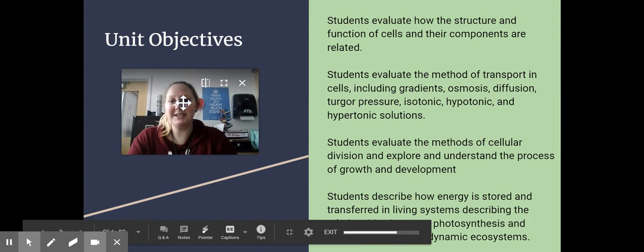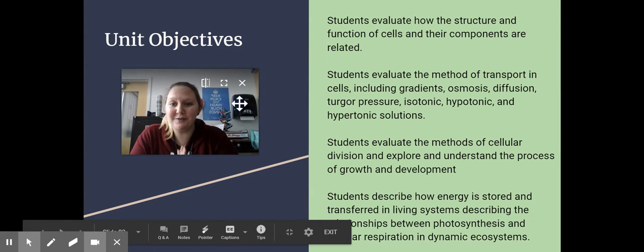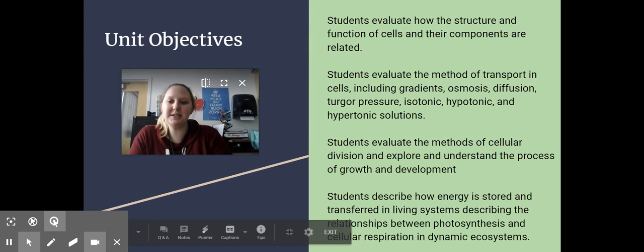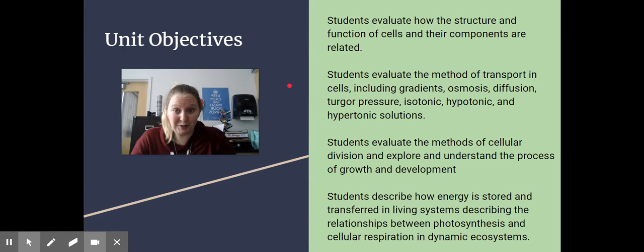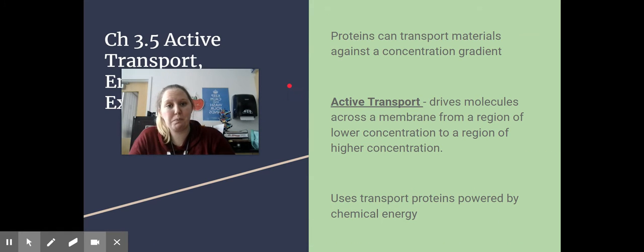Hi guys. Today we are going to be talking about active transport. So we're still focusing right here on this second objective where we're looking at the methods of transport in cells.